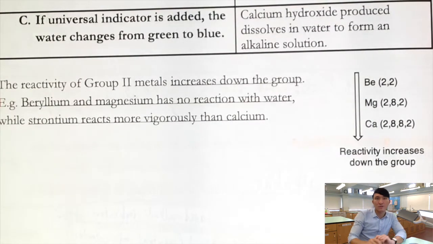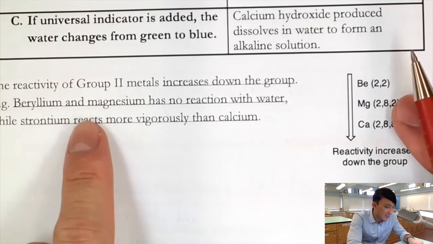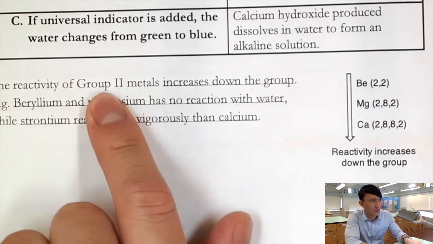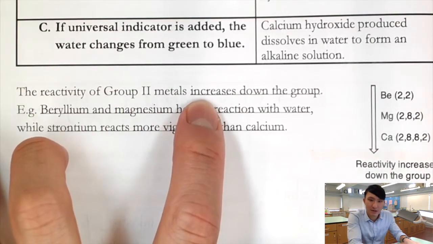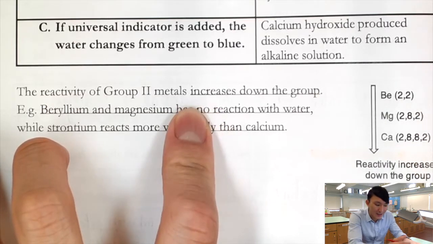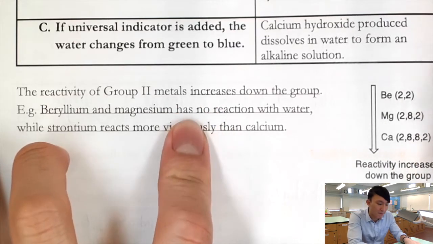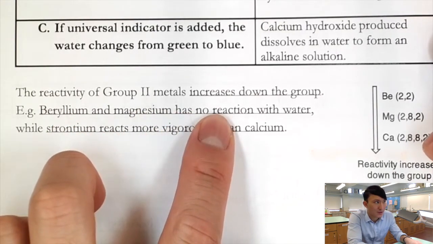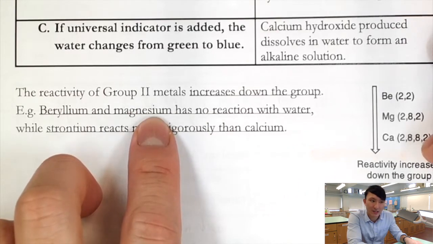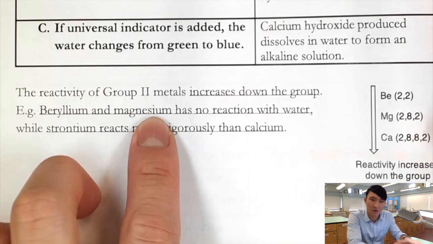Even though we say Group 2 metals, not all the Group 2 metals are able to react with water. So here, first of all, the reactivity of Group 2 metals increases down the group, meaning that beryllium is the least reactive, calcium is the most reactive. So calcium is able to react with water, but beryllium and magnesium have no reaction with water. Magnesium can at most react with steam, but not water.